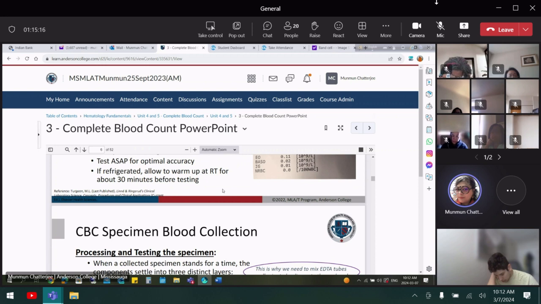What is the average room temperature for us? 20 degrees centigrade? No, 23. 20 is cool. Oh, 23 to 25, okay. So that is the set lab room temperature.